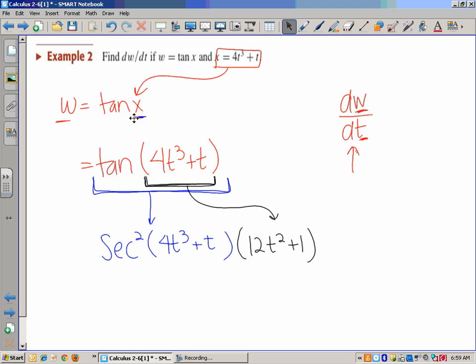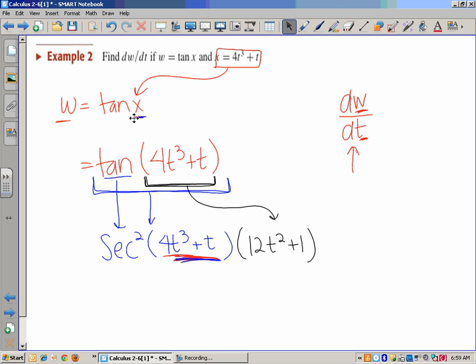Notice, this is very important. Inside did not change. Okay, the inside did not change. So I took the derivative of the tangent piece, but this does not change. Okay, that is very, very important. Please do not take two derivatives at once. Take the derivative of each piece independently.